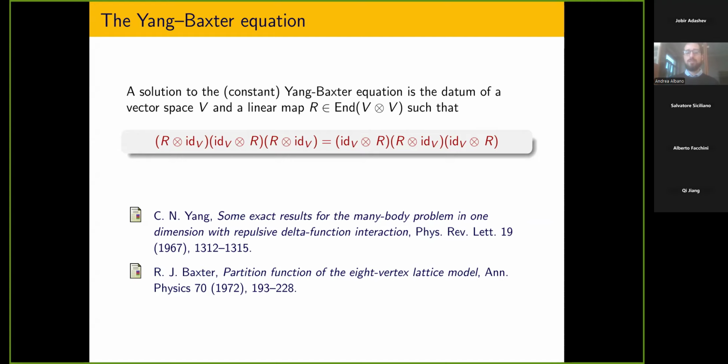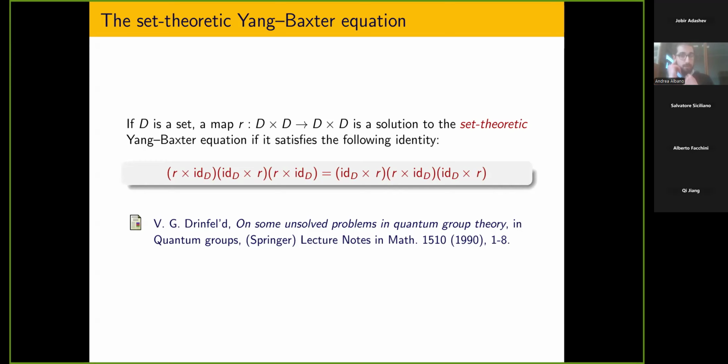Now, the Yang Baxter equation can basically be interpreted in any monoidal category. For example, the one in which we will be interested today is the category of sets, together with its usual symmetric monoidal structure. In this sense, given a set D and a map R from D squared to D squared, we say that R is a solution to the set-theoretic Yang Baxter equation if it satisfies the set-theoretic version of the previous identity.